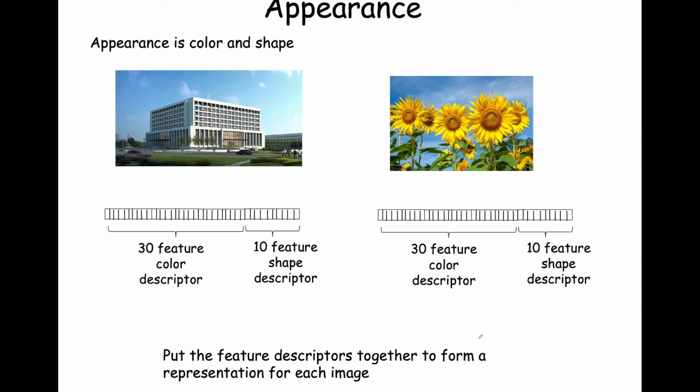So we take our 30 vector in each case for color, and we concatenate that with the 10 vector for shape, and this gives us both a color and shape rich description in a 40 vector for all of the content in the image. And so together, these feature vectors for color distribution and shape distribution, or edge orientation, give us a better representation of the content that's in the image.